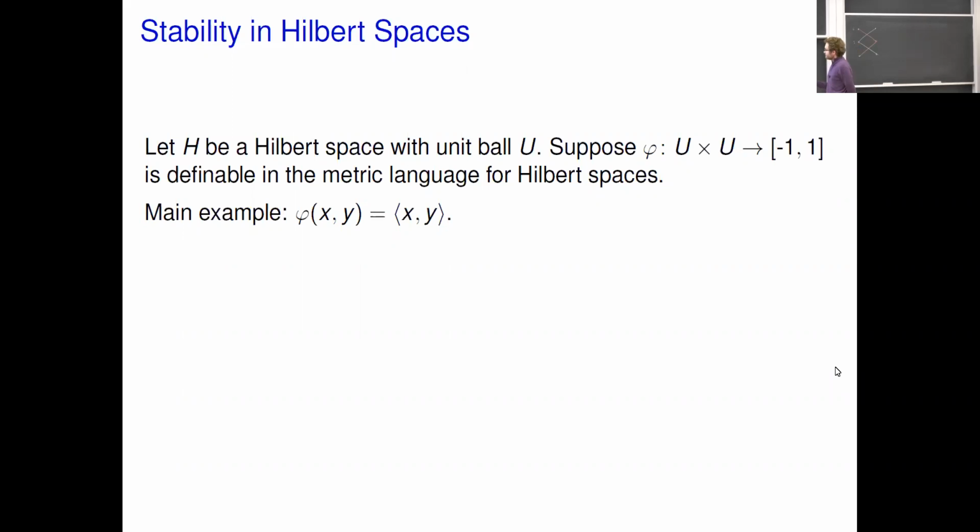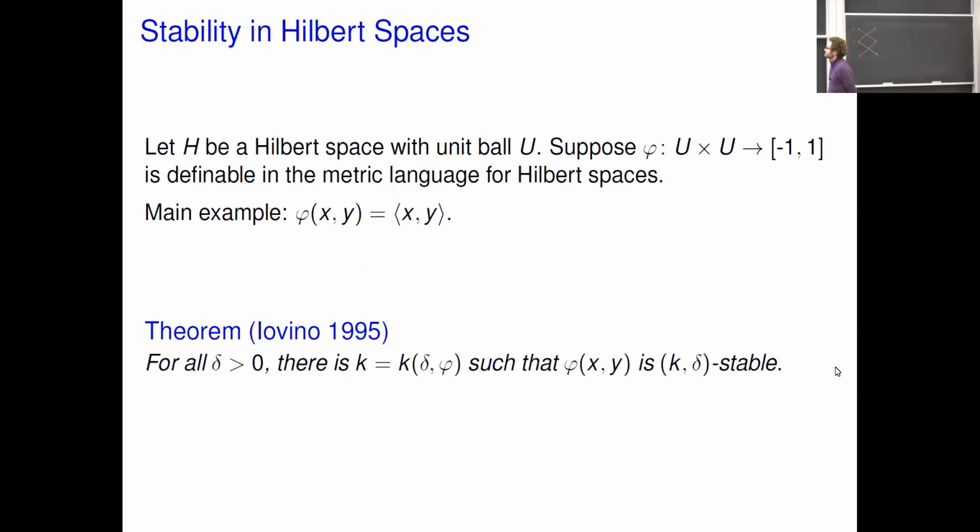But anyway, the point I want to make is that in this situation, for any delta, there is some k that depends only on delta and phi.